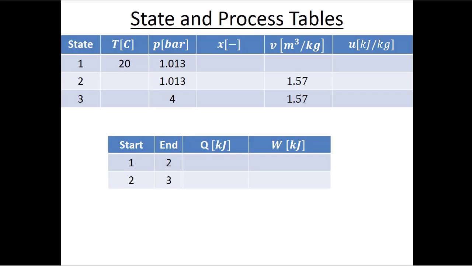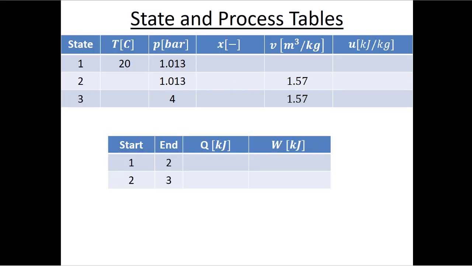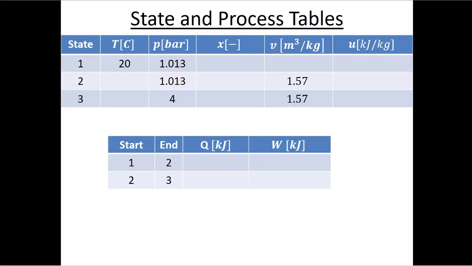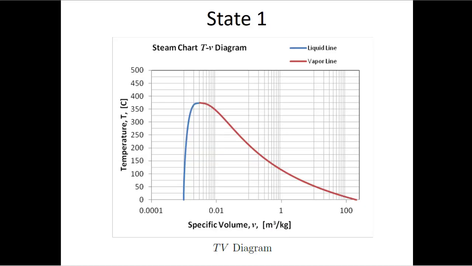So I can put that on my table, and now I'm starting to feel a little bit better because I have 2 intensive properties at each state. Now I'm hoping that they're always independent. So I know that P and specific volume are always going to be independent, but temperature and pressure are only independent if I'm not under the vapor dome. So I'll have to see what happens. So for each state, I want to figure out what is the phase of water that I'm dealing with. Is it a subcooled liquid? Is it a superheated vapor? Or is it some two-phase mixture?